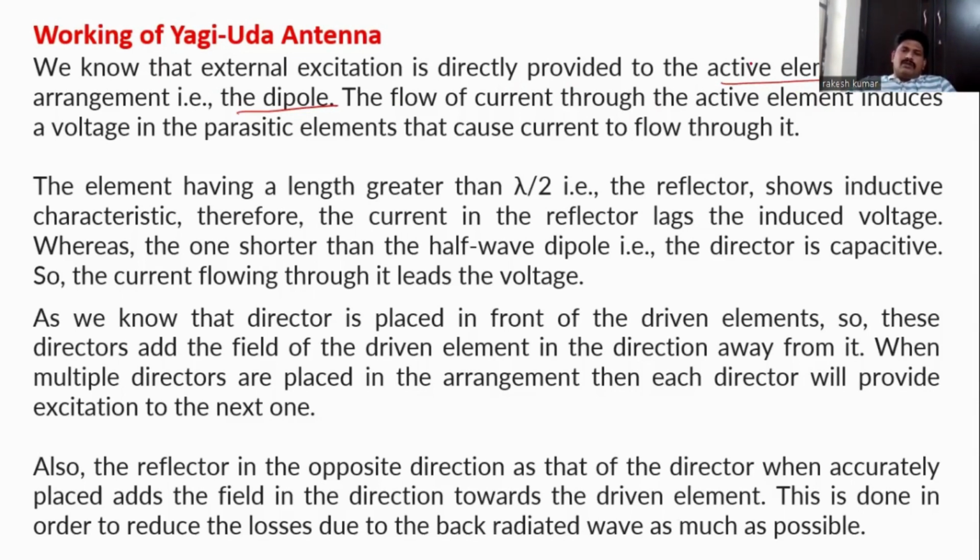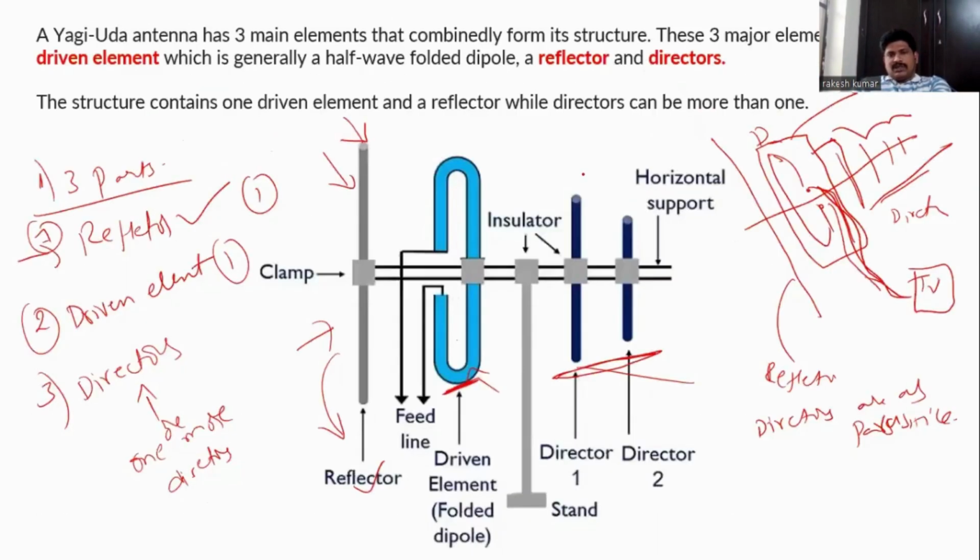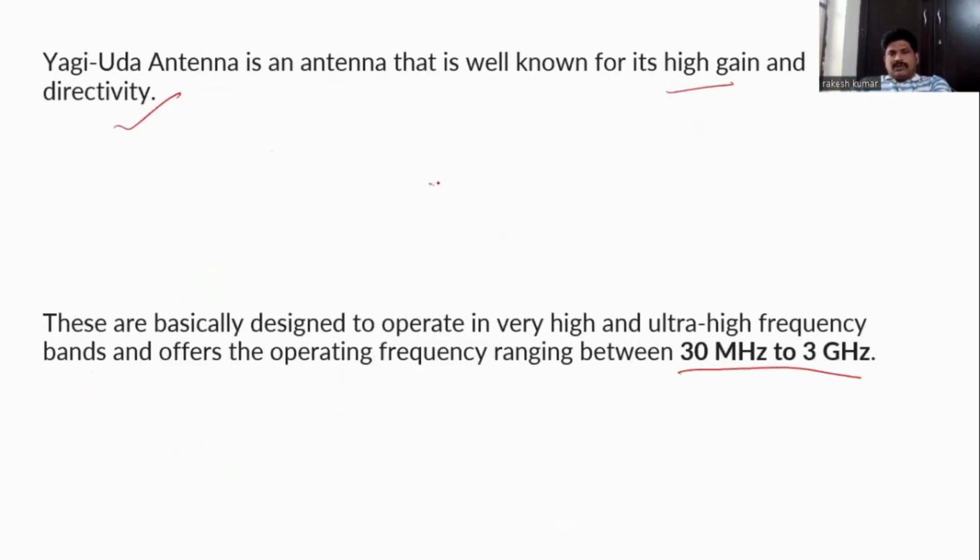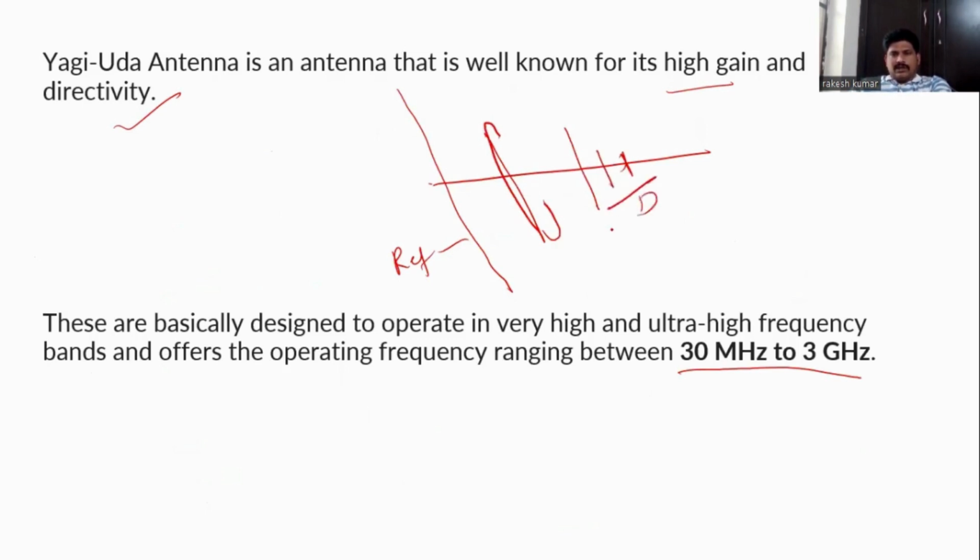The flow of current through the active element induces a voltage in the parasitic element that causes current to flow through it. The element having a length greater than lambda by 2 is the reflector. See here in this structure, if this is my antenna, this is my reflector, this is my driven element, and all these are directors.